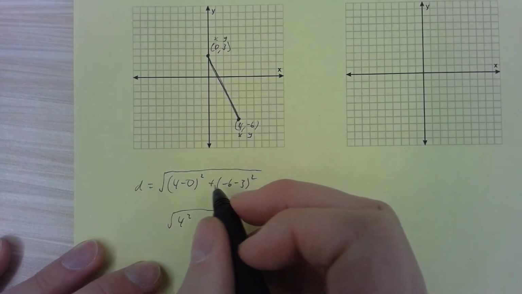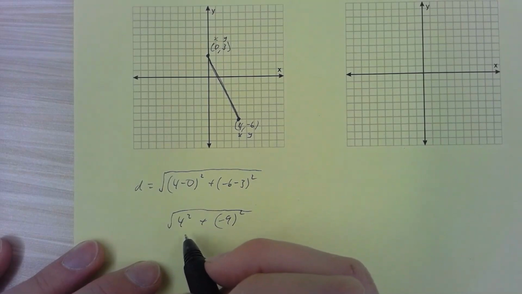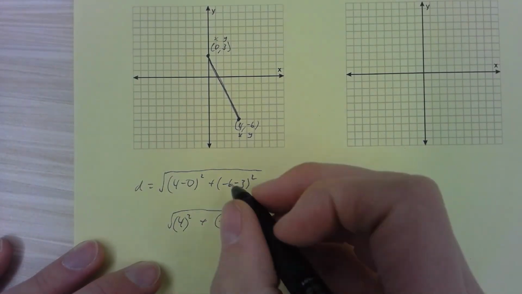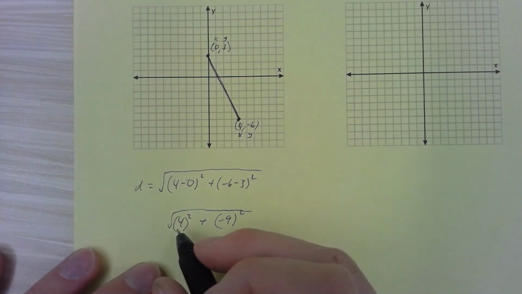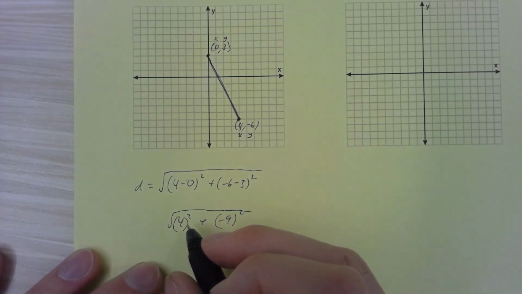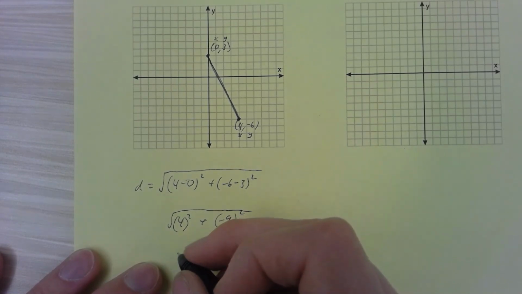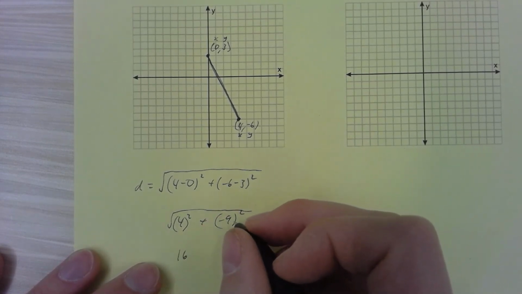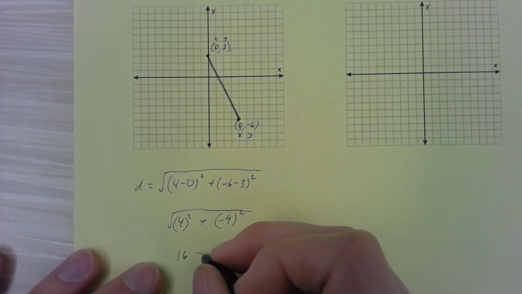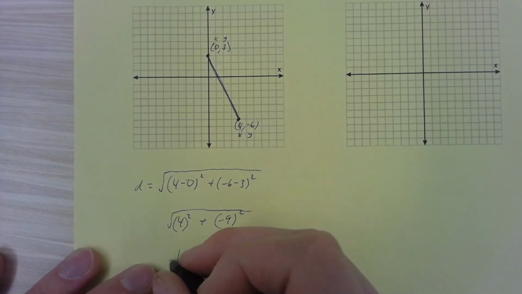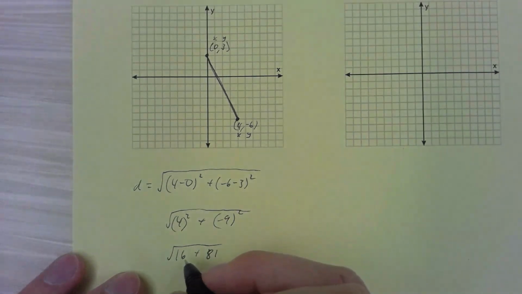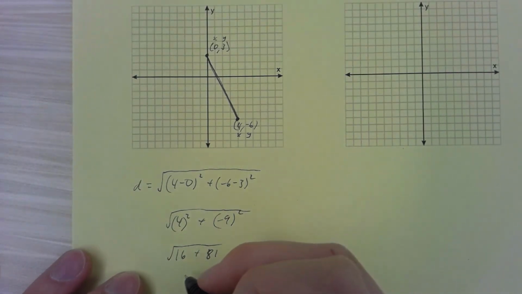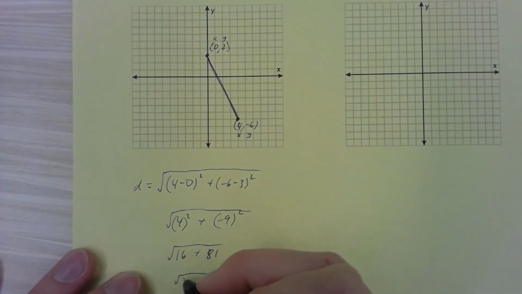If I had these switched, 0 minus 4 would be a -4, and 3 minus a -6 would be a +9. Whether you're squaring a 4 or squaring a -4, you're going to get a +16 either way. Or if you're squaring a 9 or squaring a -9, you're going to get a +81 either way. So which one's your point 1 and which one's your point 2 does not matter. Then we can add those two together and get the square root of 97.